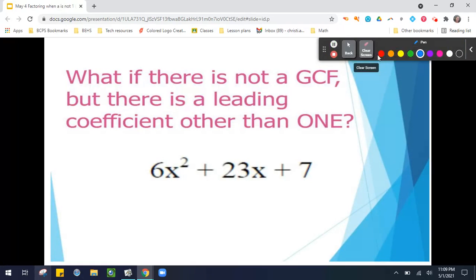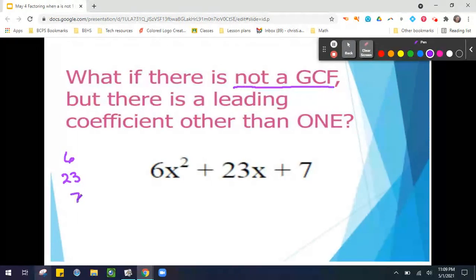But what if there's not a GCF? So we're going to look at 6, 23, 7. 6 is our lowest number, and the things that go into 6 are 1, 2, 3, and 6. 6 goes into 6, but not into 23 and 7. 3 goes into 6, but not 23 and 7. 2 goes into 6, but not 23 and 7. And the only thing they all have in common is 1.